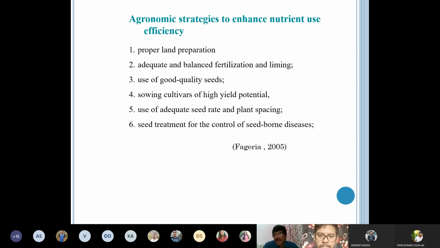Now what to do? How to increase the nutrient use efficiency? There are a lot of strategies. Now we understand what are the factors that have affected the nutrient use efficiency. If we reverse those factors, if we manage those factors, we can increase the nutrient use efficiency. For example, if fertilizer source is affecting the nutrient use efficiency, we can take an efficient source. So this is the strategy.